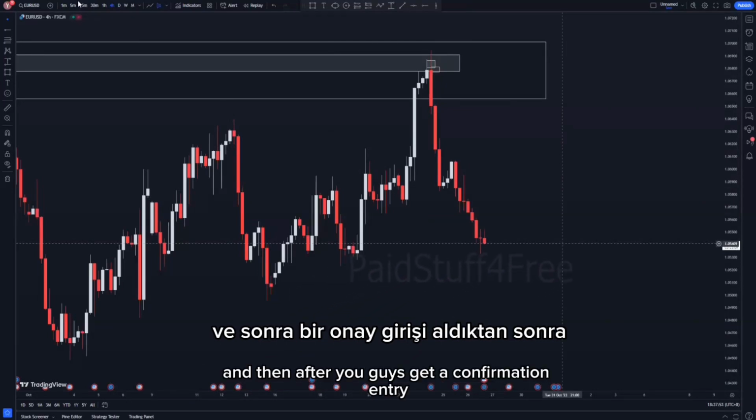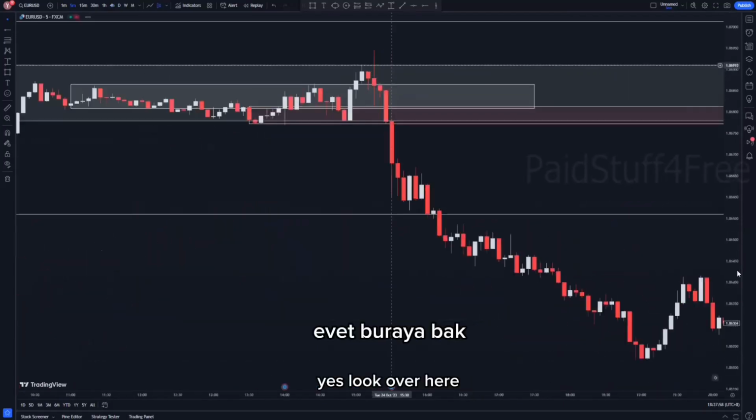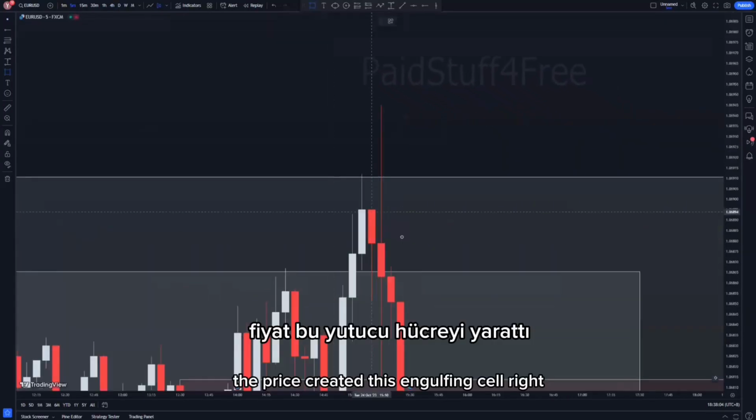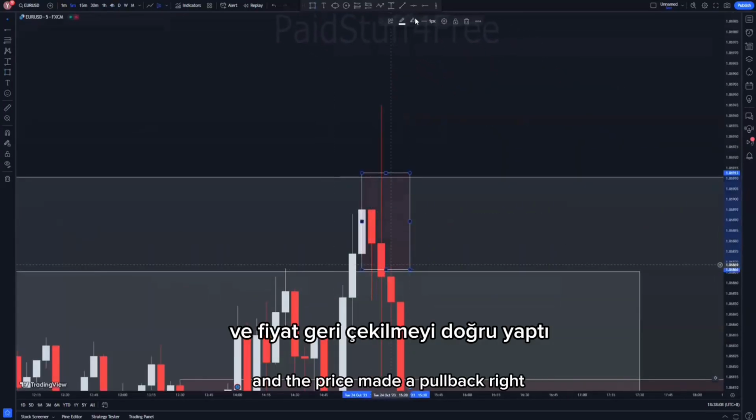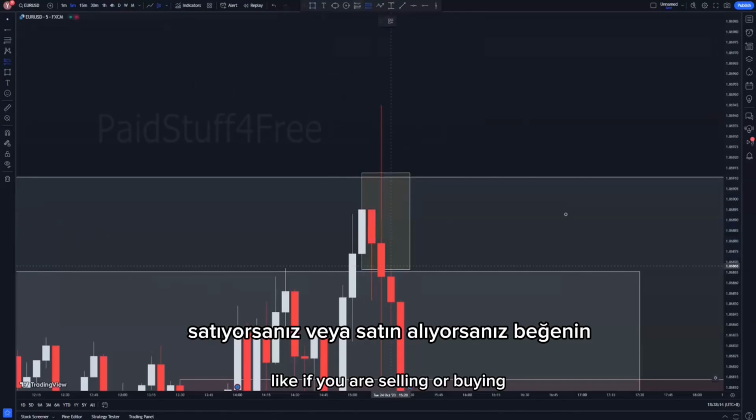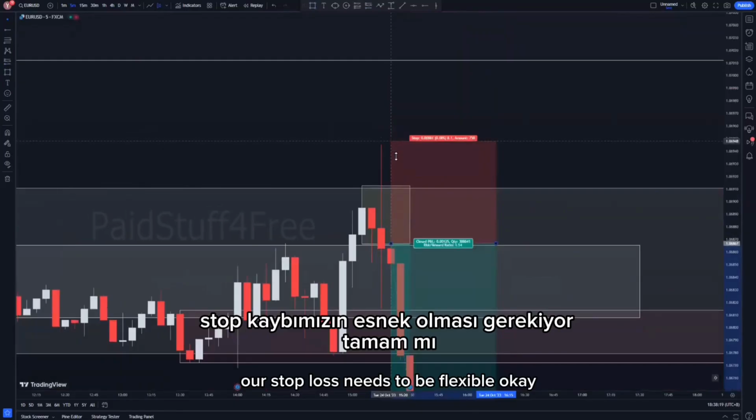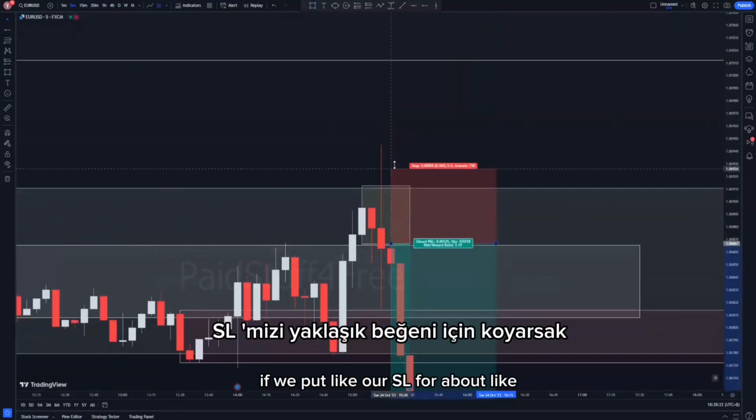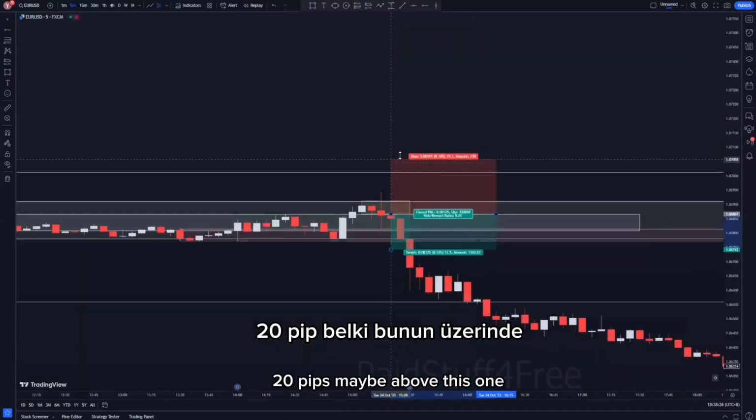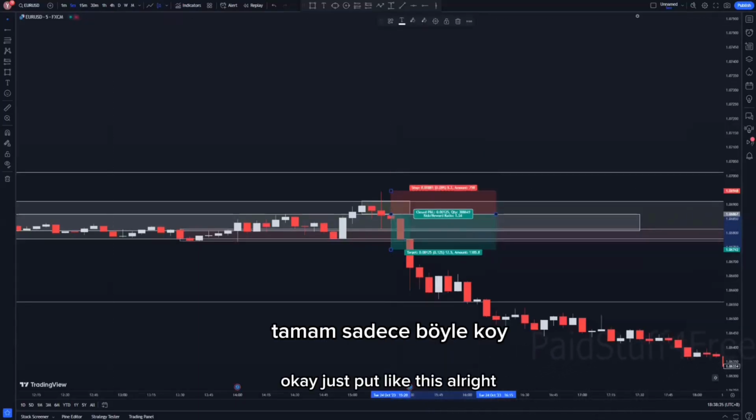And then after you get a confirmation entry, for example, somewhere around here, will we get a confirmation entry? Yes, look over here. The price got into the sell zone and then created this engulfing sell, right? And the price made a pullback, right? And then this is what I say, if you are selling or buying, our stop loss needs to be flexible. Does it even make sense if we put our SL about 20 pips above this one? It's not, right? So maybe just put it like this, right?